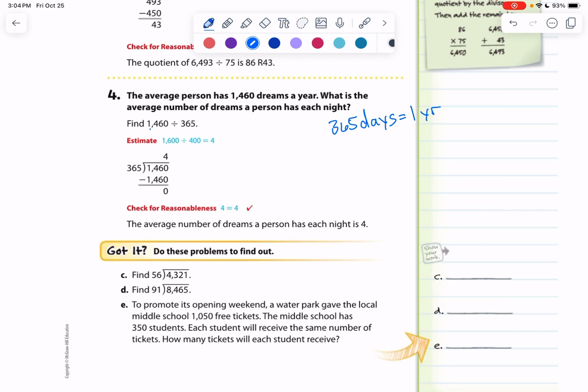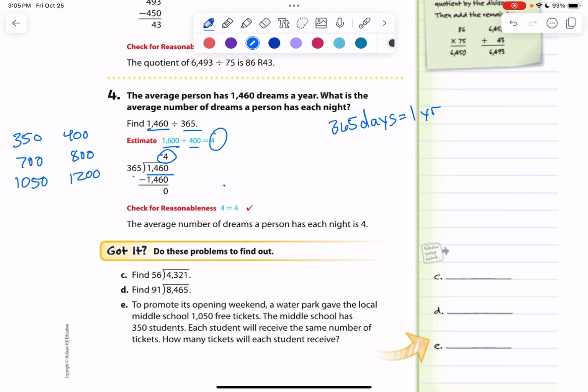Okay, so they estimated 1,460 to 1,600 and 365 to 400, and that gave us a pretty good idea that this was going to be a 1-digit quotient. Another thing we might do if we're having to divide 365 into 1,460, because it won't go into 146, we might want to skip count by 350 or by 400 to give us an idea what that's going to be. So if we did skip count by 350, that's 700, and then 1,050. This would be 800 and then 1,200.